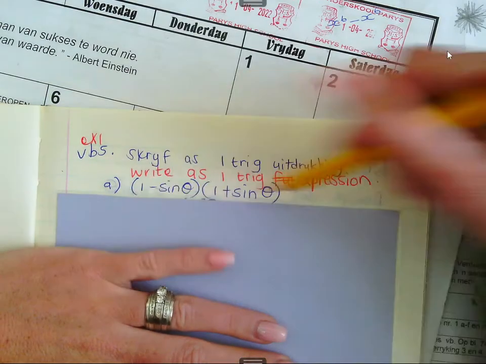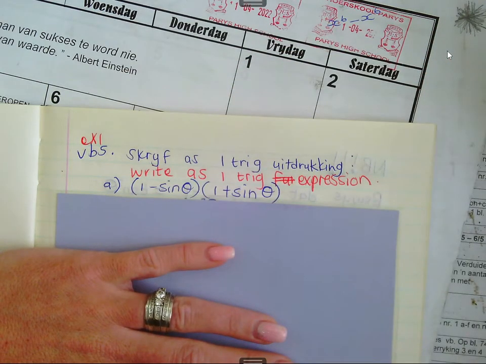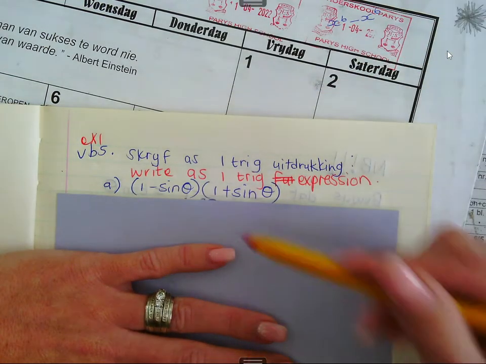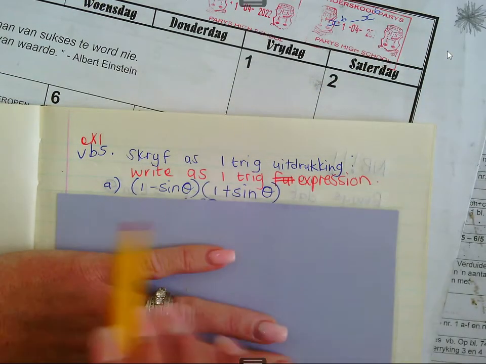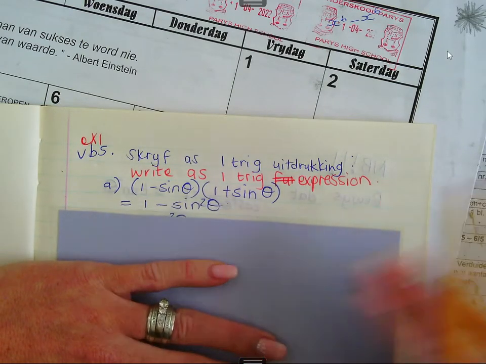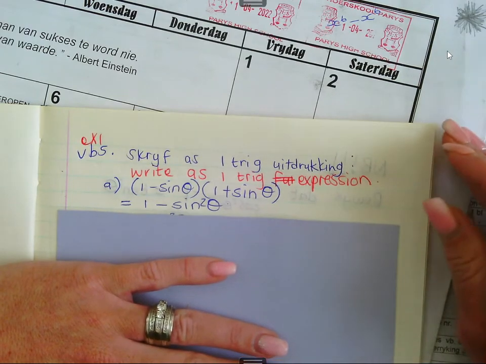Is there someone who sees a plan? What? It's the difference of two squares. So I can take the step back. What will it look like if I multiply these two fractions? Oh, you are very clever, ne? 1 minus sin squared theta.